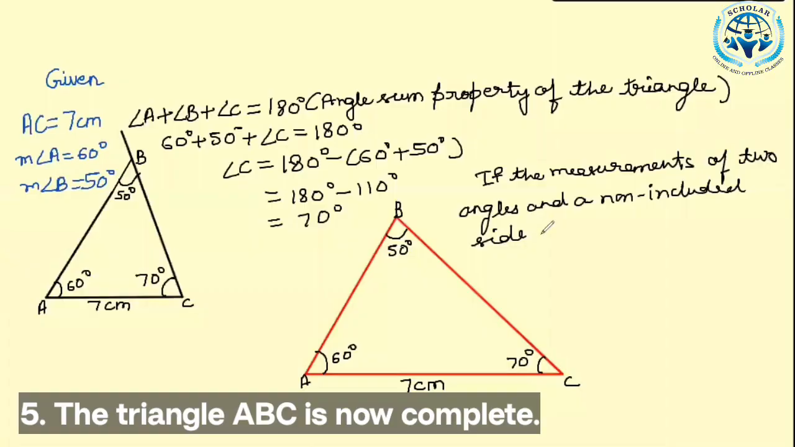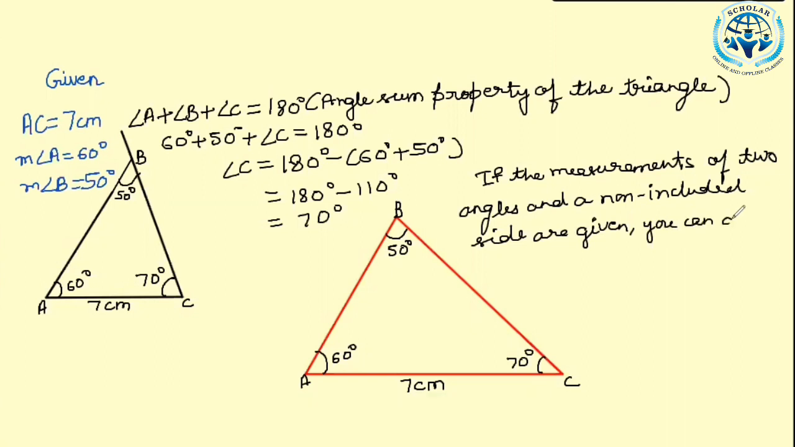You have seen that we have used the angle sum property to find the third angle. If the side included between the angles is not given, you will make use of this property to draw the triangle.